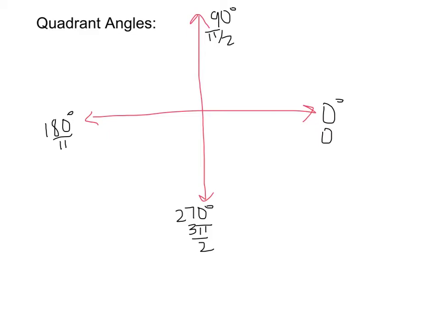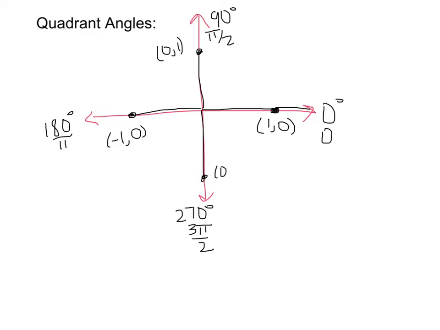Now since this is a unit circle, you can think of our point P as being 1 unit away from our origin. So since it's 1 unit away, this point would be 1, 0. This one would be 0, 1. This one would be -1, 0. But let me write it correctly. And this point is 0, -1.